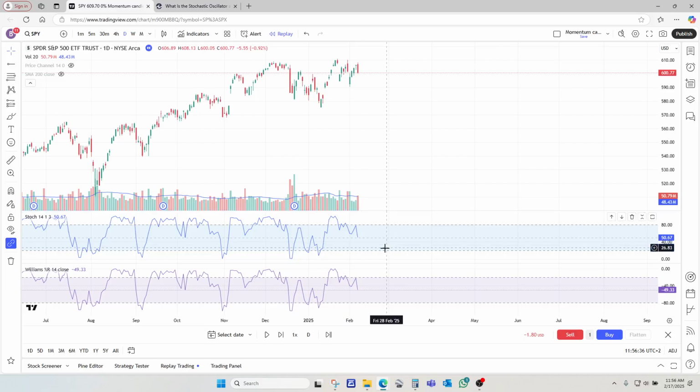The only difference is this one goes from 0 to 100. This one goes from minus 100 to 0. But it's just a reference, so we don't really care about that much here. It doesn't really matter. We just want to trade outside of these areas. So for Williams and for stochastic, you just have to go inside the blue part here, and you can go long, and when you come out, you exit the trade or you go short.